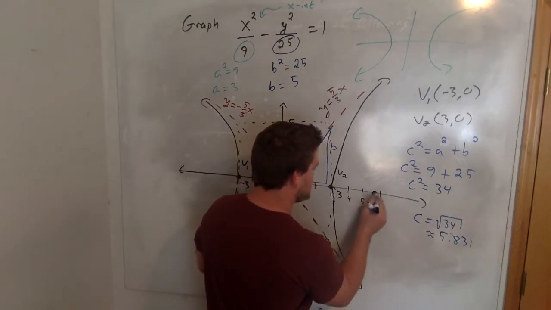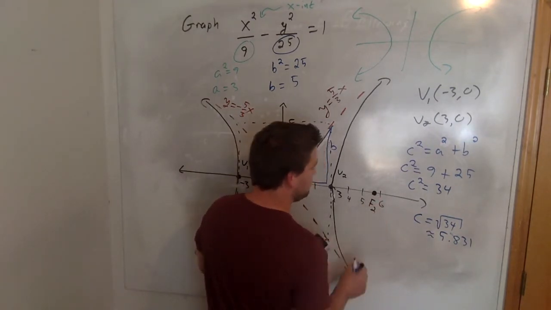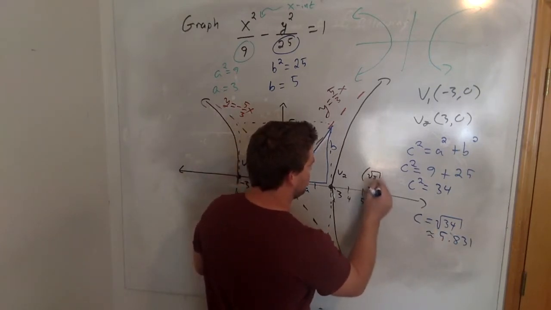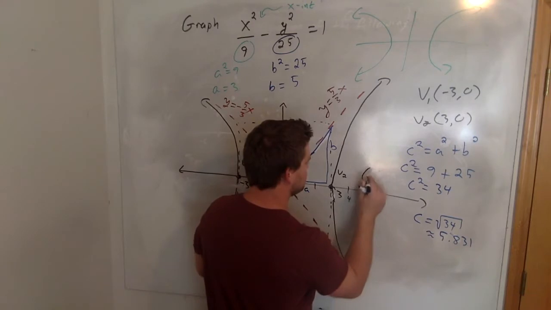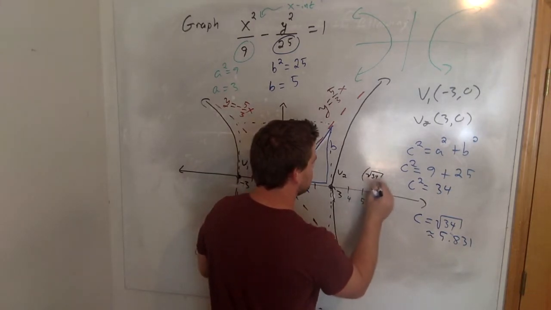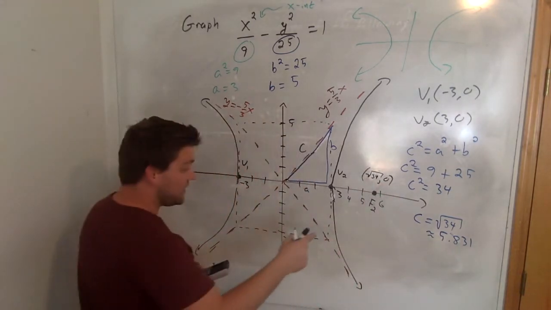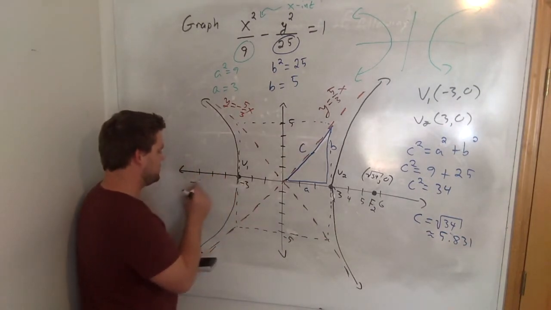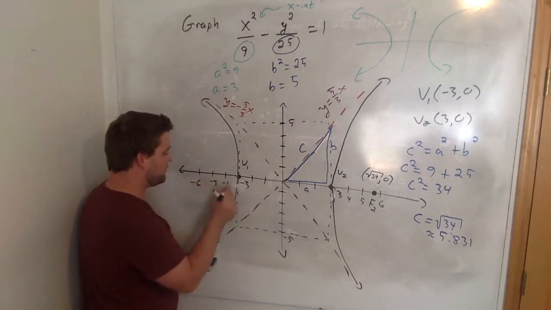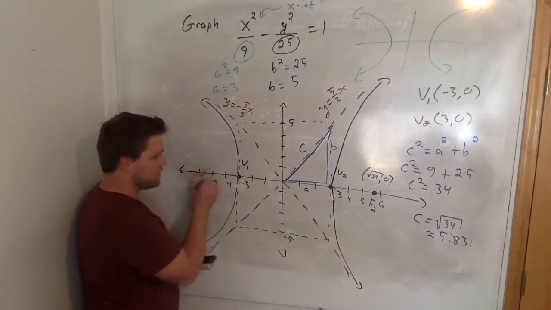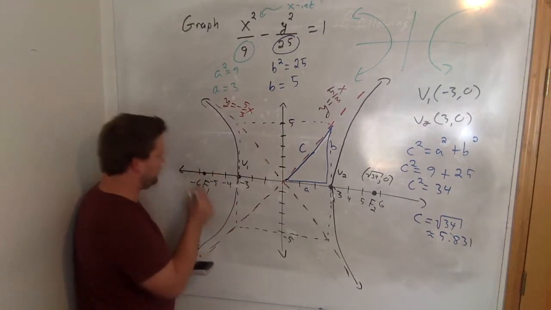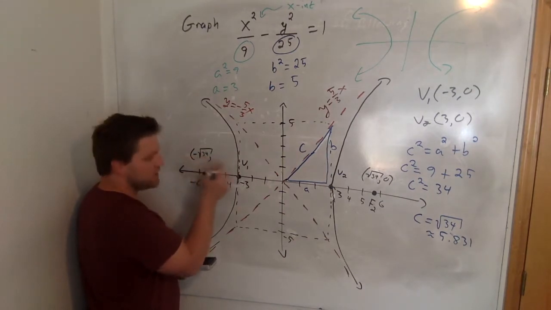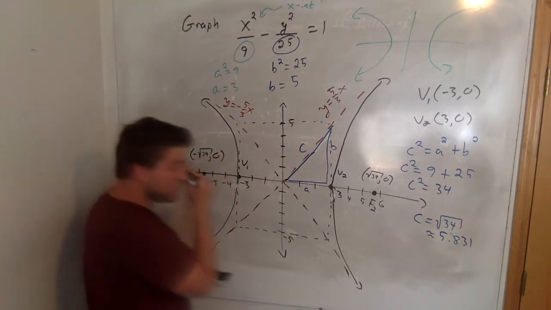So right here, how about I call this focus 2? This will have coordinates the square root of 34 and 0. And the other foci will go backwards. -6, -5, -4. This is where, I guess, focus 1 will be, and it'll have coordinates negative the square root of 34 and 0. Okay.